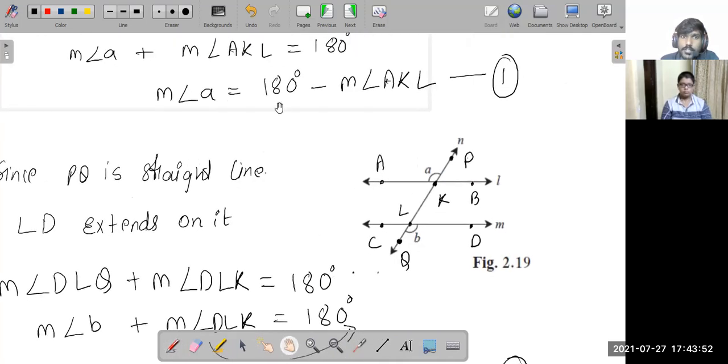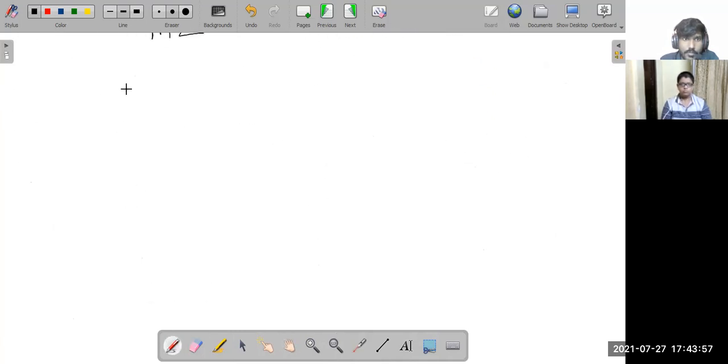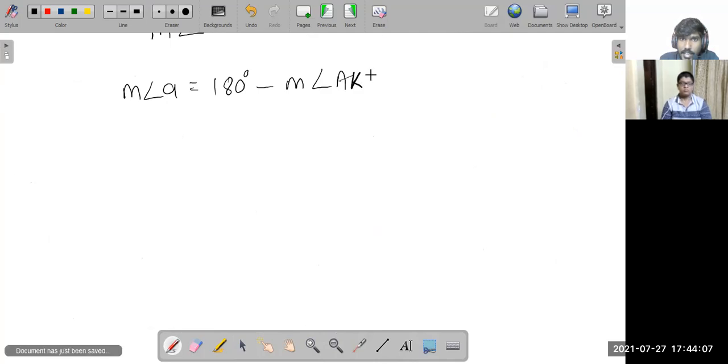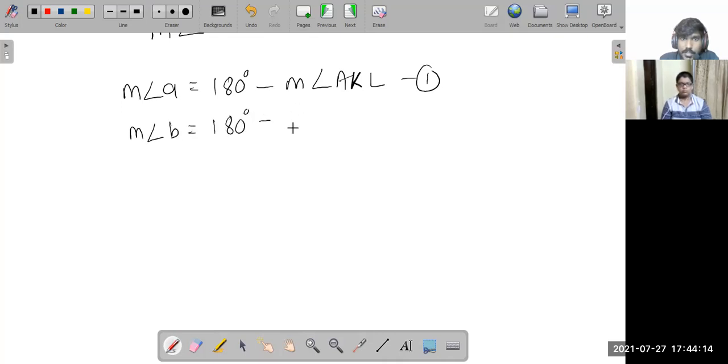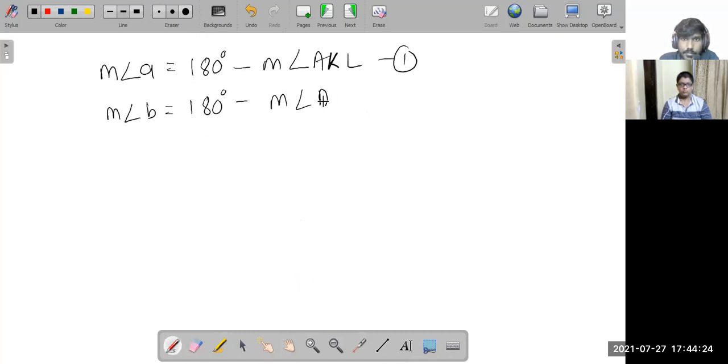Okay, so equation 1 is this and equation 2 is this. So I'll just write both. Measure angle A is equal to 180 degree minus measure angle AKL. This was your equation 1. And measure angle B is equal to 180 degree minus measure angle DLK. This was your equation 2. Okay.